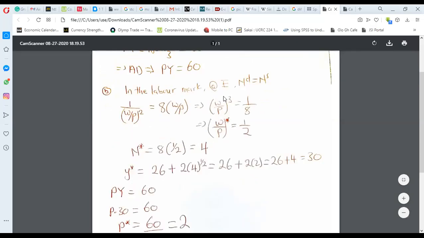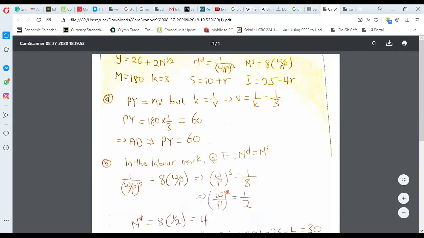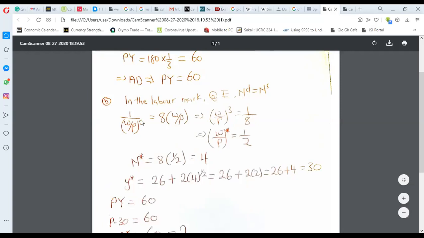Okay. We know that in the labor market, there's equilibrium when ND is equal to NS. So we just equate these two functions, and they were given in the question. This ND, this NS. When we equate them, that's what we are getting: 1 over (W over P) squared is equal to 8 times W over P. From here, it's just change of subject. Cross multiplication. You get (W over P) cubed is equal to 1 over 8. If we find the cube root of both sides, then we get W over P is equal to 1 over 2.